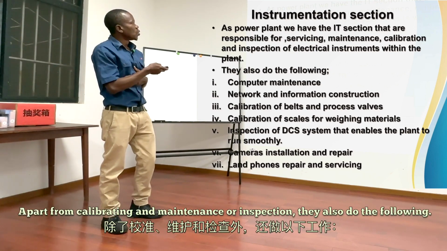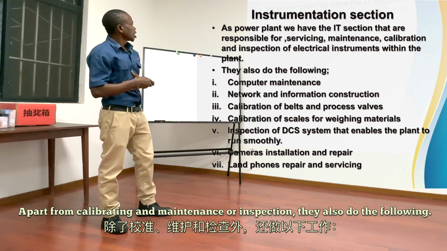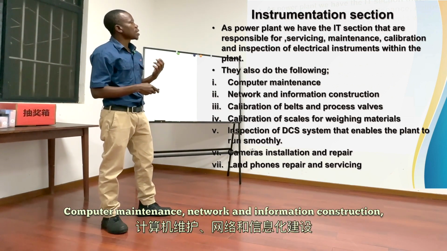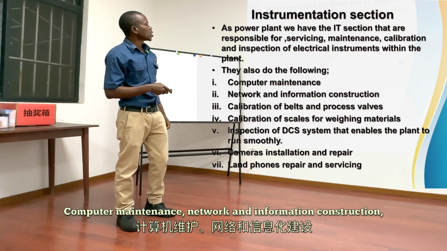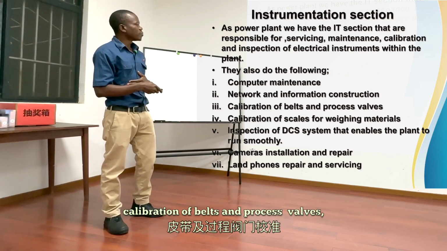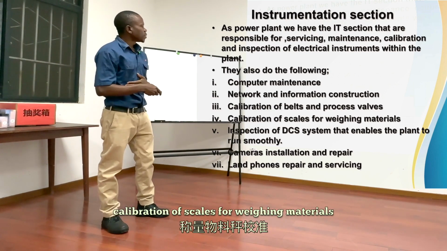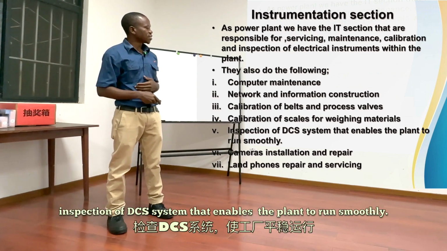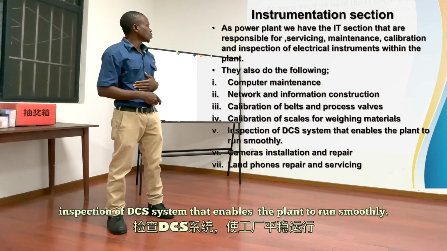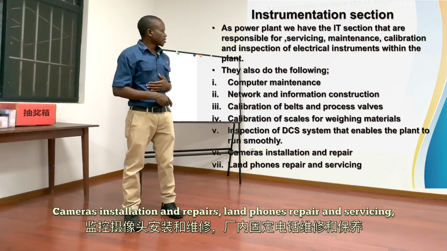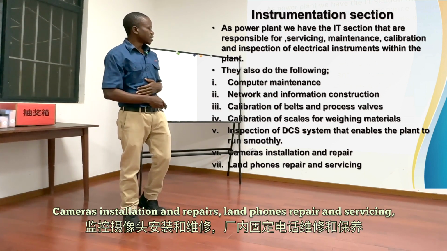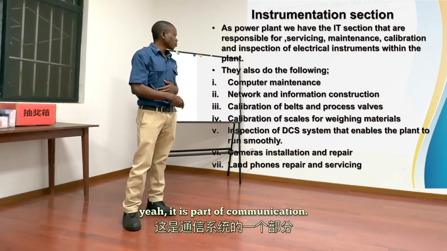Apart from calibrating and maintenance or inspection, they also do the following: computer maintenance, network and information construction, calibration of belts and process valves, calibration of scales for weighing materials, inspection of CCS system that enables the plant to run smoothly, cameras, installation and repairs, land phones repair and servicing. Yeah, it is part of communication.